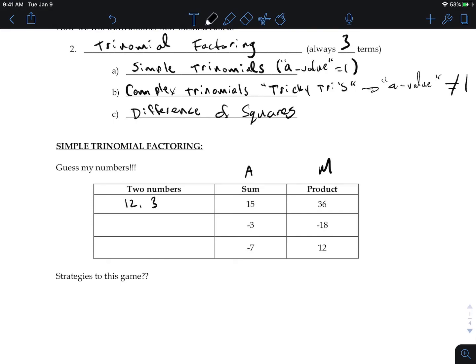What was your thought process, Noah, with that? What did you try? I guess I'm checking: did you find two numbers that added first, or did you find two numbers that multiplied first? Okay, so I always check the multiplying first, and this will be the same thing for the tricky trinomials tomorrow, right? For the complex ones, check the multiplying first. And then you check to see if they add, right?